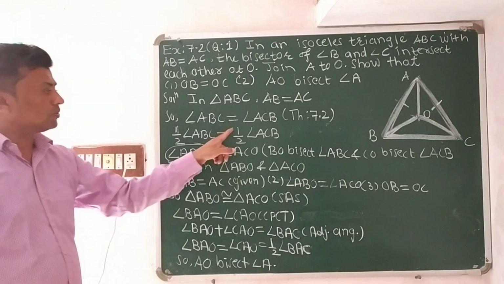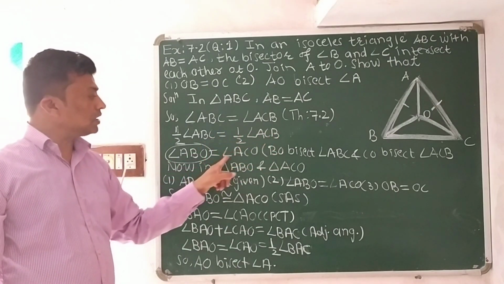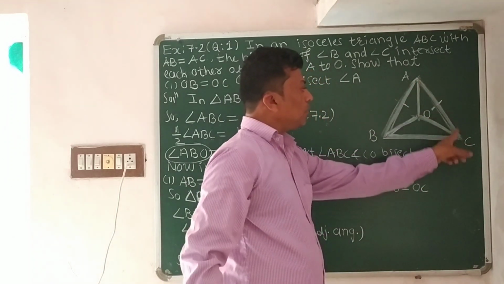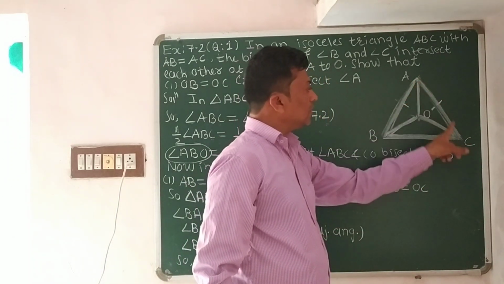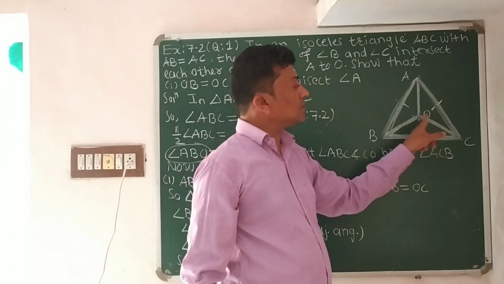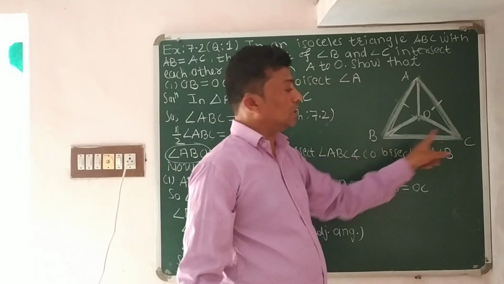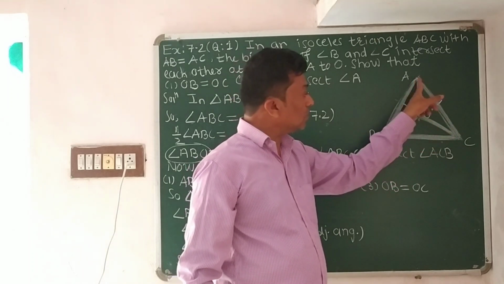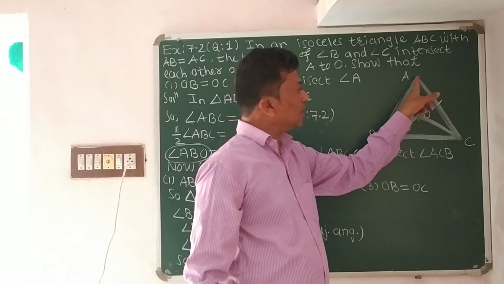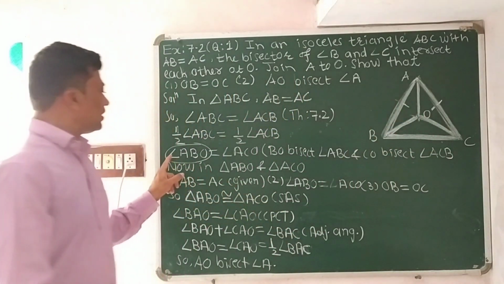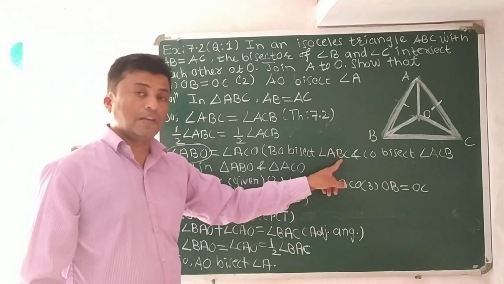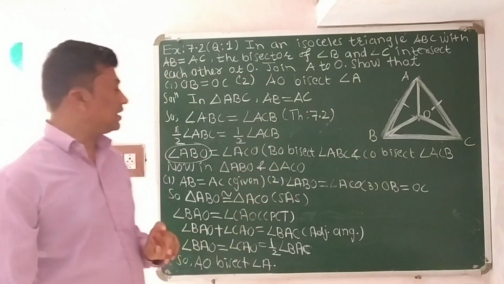And half of angle ACB is equal to angle ACO. See children, this is angle ACB. So half of angle ACB is equal to angle ACO. Why is it possible? Because CO is the angle bisector of angle ACB. So half of angle ACB is equal to angle ACO. So see children, angle ABO is equal to angle ACO because BO bisects angle ABC and CO bisects angle ACB.